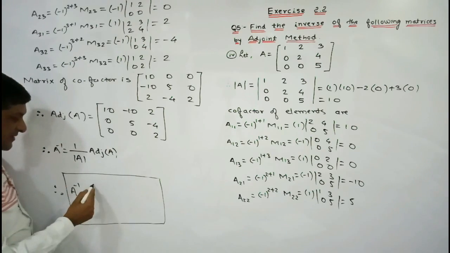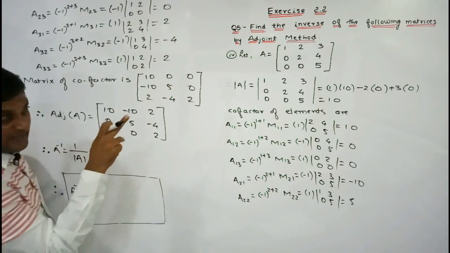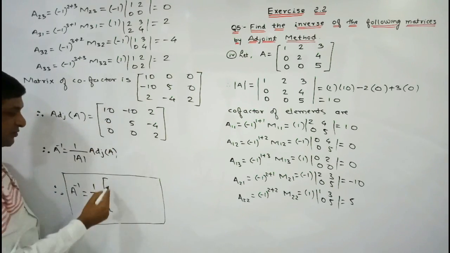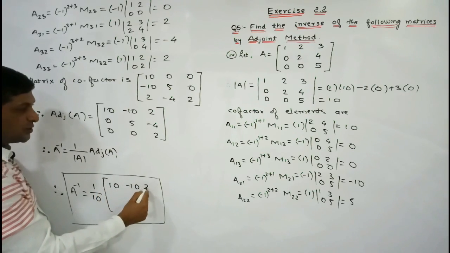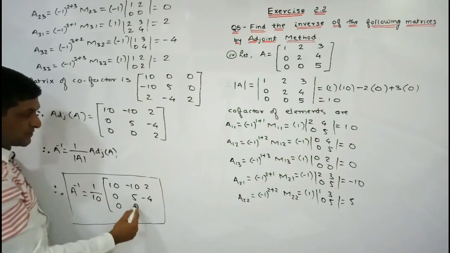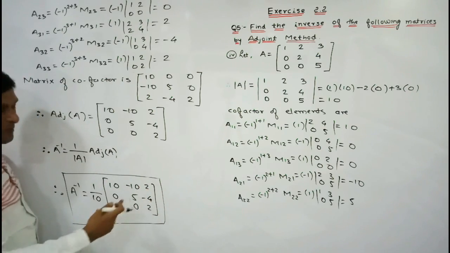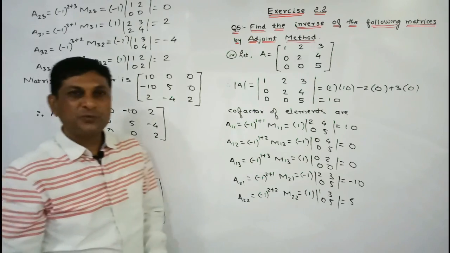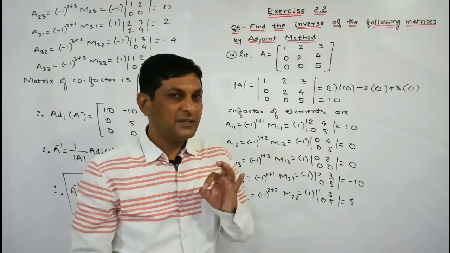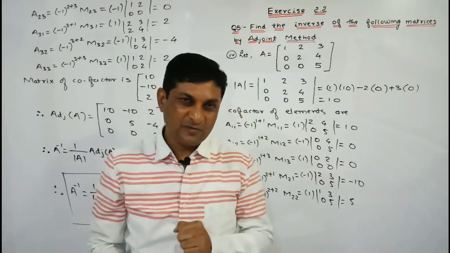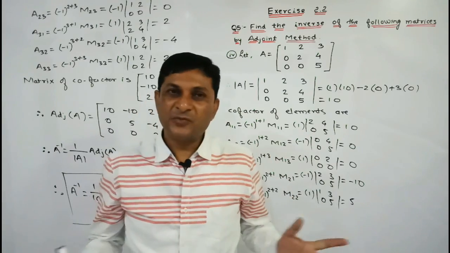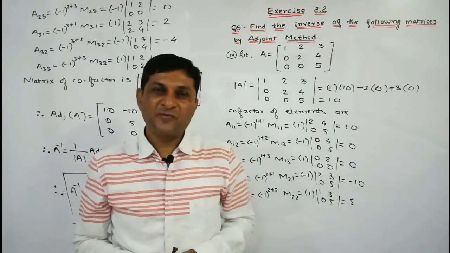So now substitute the value of the determinant. What is the value of the determinant? The determinant is equal to 10, into the adjoint of the matrix, where the elements of the adjoint are 10, minus 10, 2, 0, 5, minus 4, 0, 0, 2. In this way we have got the adjoint of this matrix. So we have completed all the 4 examples from question number 5. In this question we have seen how to find the inverse of a matrix of order 2 by 2 and 3 by 3 using the adjoint method.